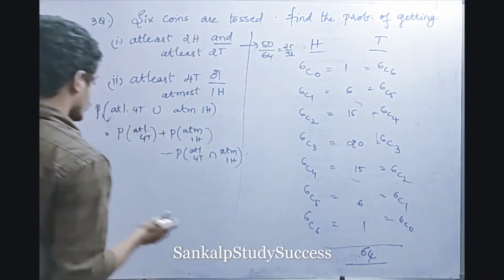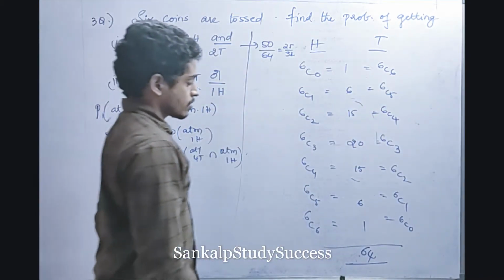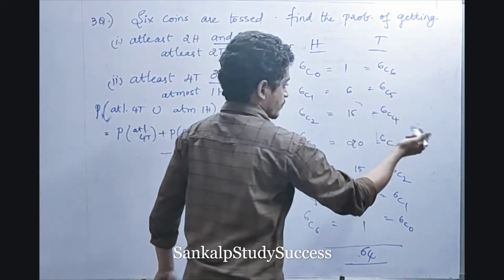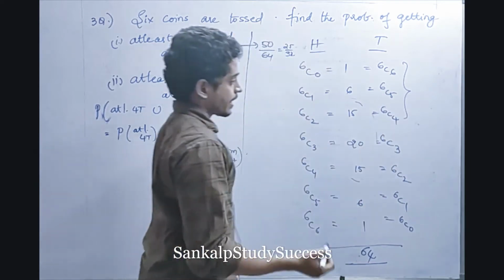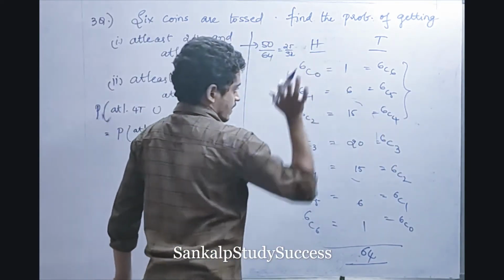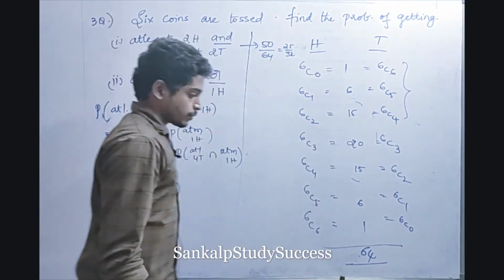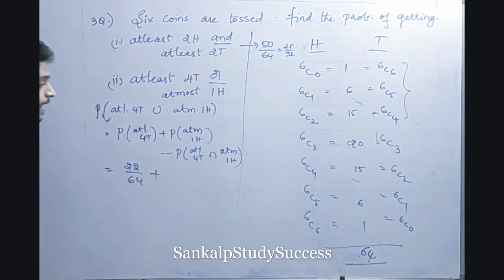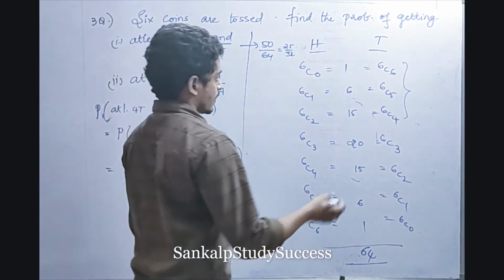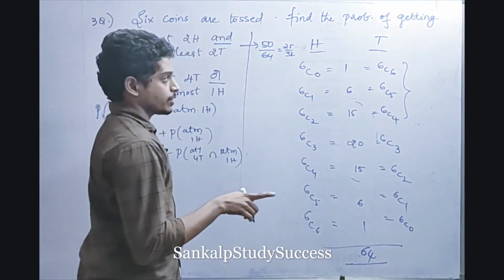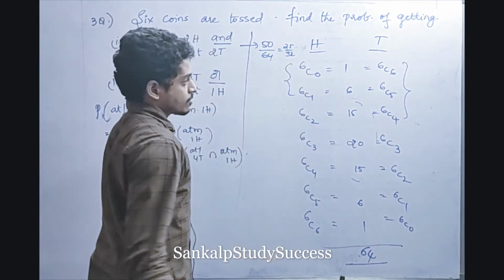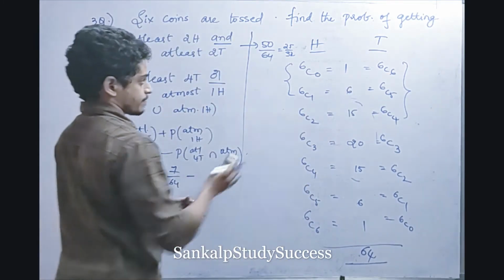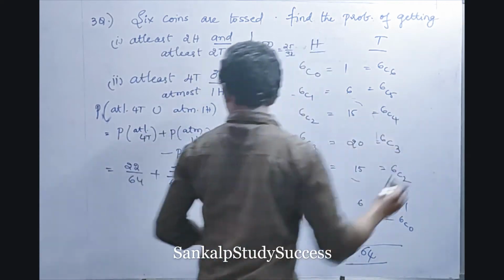See friends, so probability of at least 4 tails. What is at least 4 tails, friends? At least tails he is asking. So here at least 4 tails, in the sense these 3, right? So 6 plus 1 is 7, 7 plus 15 is 22, 22 by 64. Plus at most 1 head, in the sense at most, less than or equal to 1 head. So these 2, right? So 6 plus 1, 7 by 64, minus, now we have to see the intersection.